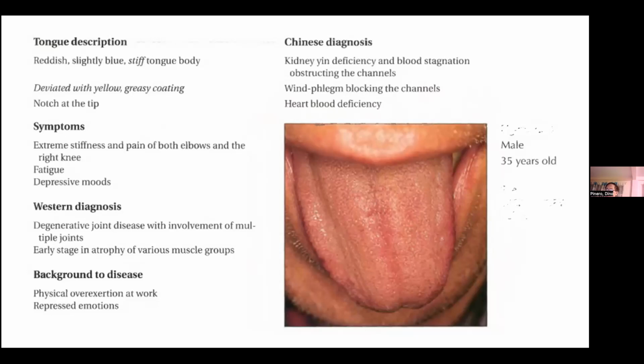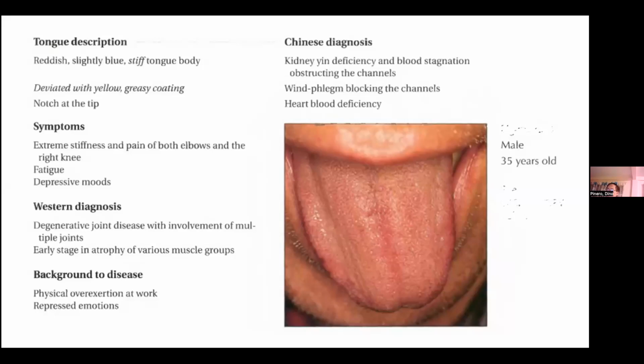Sa symptoms ng patient, there is extreme stiffness and pain on both elbows and right knee. Meron siyang fatigue, meron siyang depressive moods. Sa Western diagnosis, there is a degenerative joint disease with involvement of multiple joints. Meron siyang early stage in atrophy of various muscle groups. Sa background to disease, there is physical overexertion at work and repressed emotions.